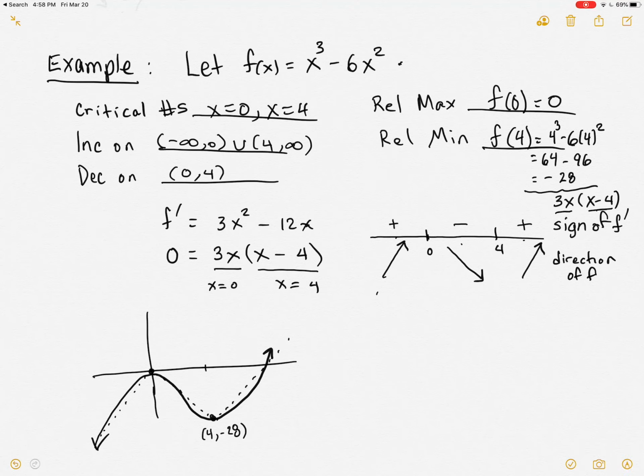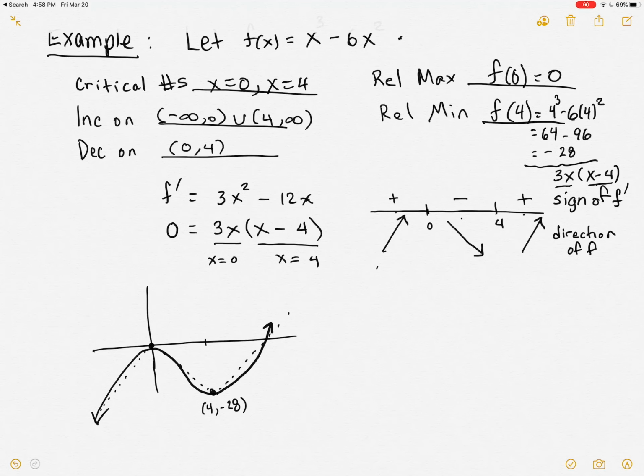The first derivative almost always can tell us what the graph looks like. Almost always. We might need the second derivative to help us out a little bit to tell us how the graph bends. For instance, if we just look at the graph of y is equal to x cubed, its derivative is 3x squared. The derivative is 0 only when x is 0.